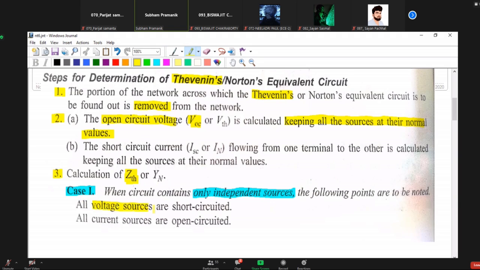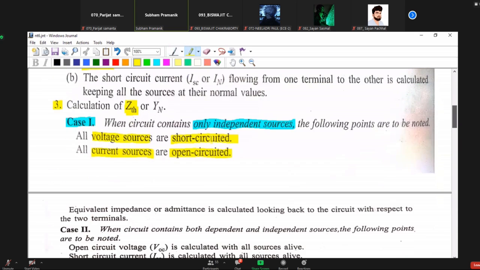Here what we do, voltage sources are short circuited, current sources are open circuited. We already did that, so let's not waste time here. Equivalent impedance or admittance is calculated looking back into the circuit with respect to the two terminals. We did that. We know how to do this. Let's now concentrate on case 2.